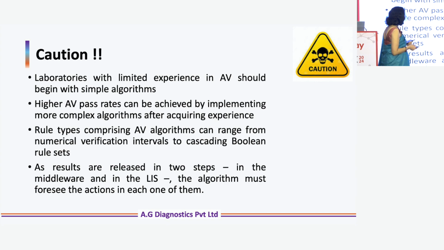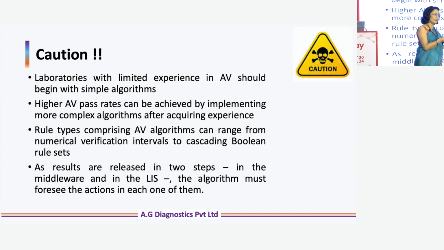And as results are released in two steps, that is from the middleware and the LIS, the algorithm has to foresee all the actions in each of them and how each of these will behave. And the testing and validation process should include both the middleware and the LIS properly.